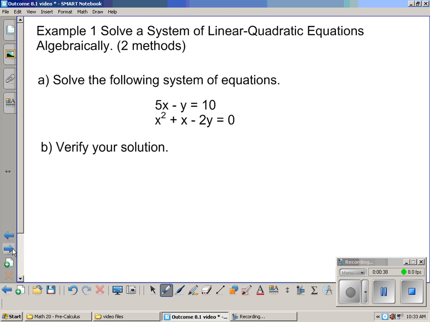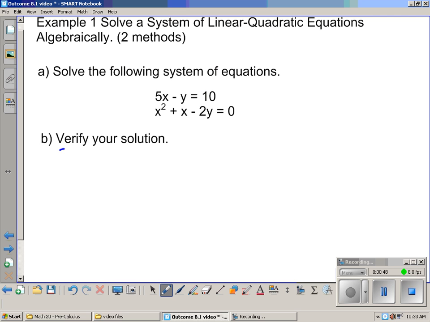So first of all, let's look at a linear-quadratic. Solve the following system and verify your solution. We're going to use two different methods. The first method that we are going to go over is substitution.